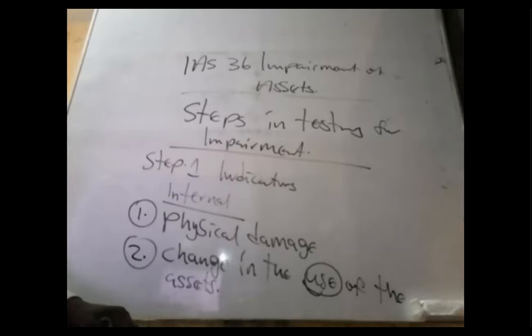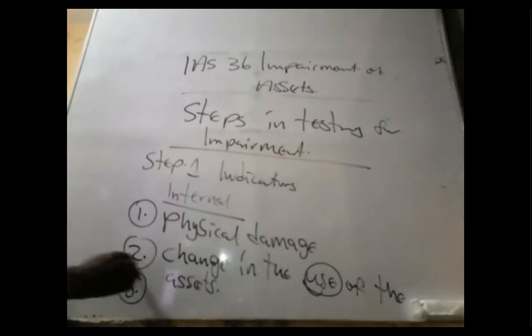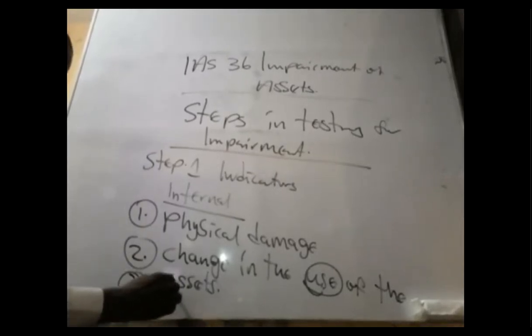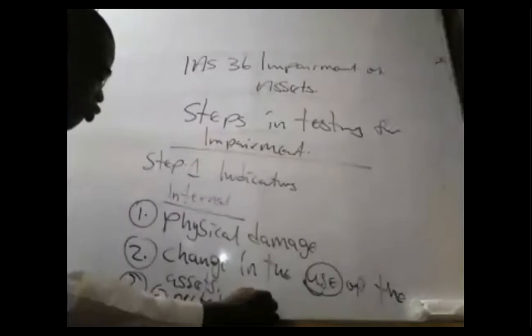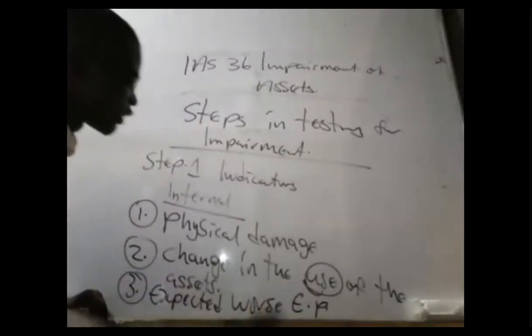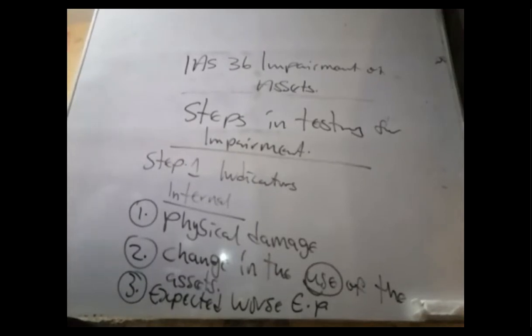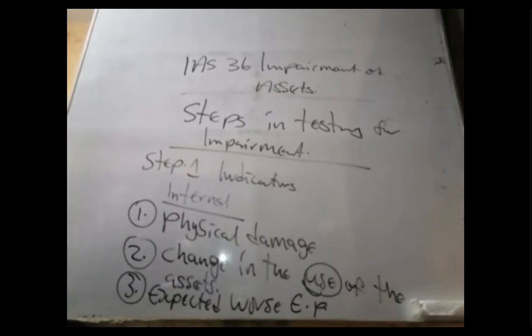Now, anytime you suspect that there could be worse economic performance of the assets, like internal reports suggest that the economic performance of the asset will be worse than expected. So, expected worse economic performance of the asset. Anytime you suspect that this asset might not give you the true value, then there's an indication that the asset may have been impaired.